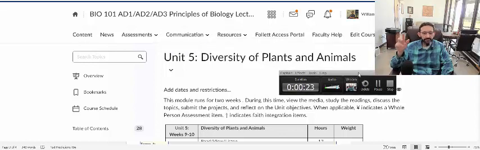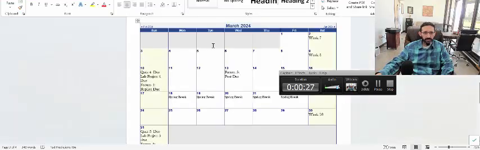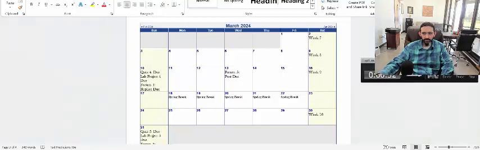We are heading into Unit 5. We're also heading into spring break. So let's start there. Here is our calendar, and you can see that next week we have spring break all week.